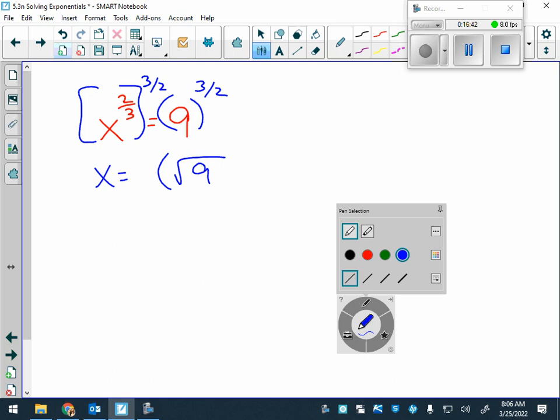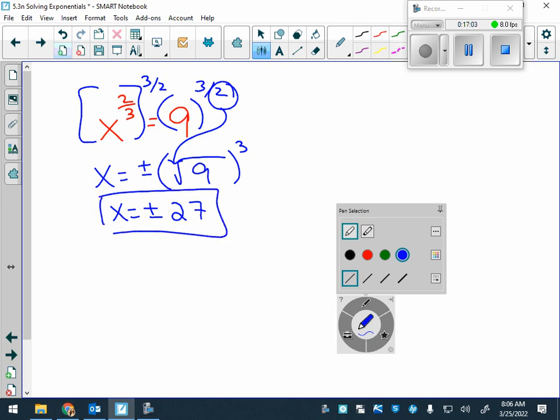Okay. So, since my denominator was even, that's the square root. What must I include? Plus or minus. So, you have x equals plus or minus. What's the square root of 9? 3, and then 3 cubed? 27. So, one thing to keep in mind, if you are raising it to a rational exponent and your denominator is even, you must include plus or minus. Okay? Make sense? All right.